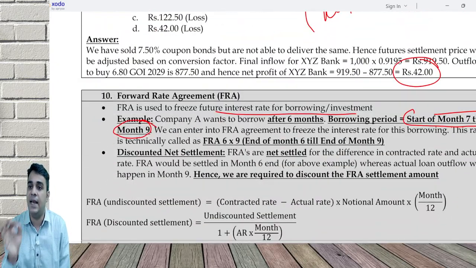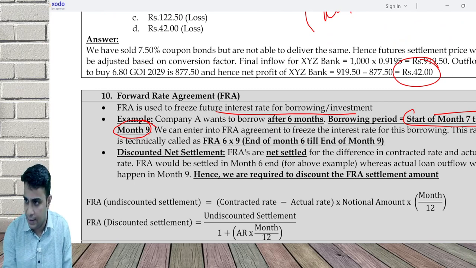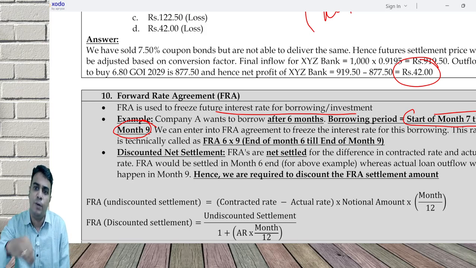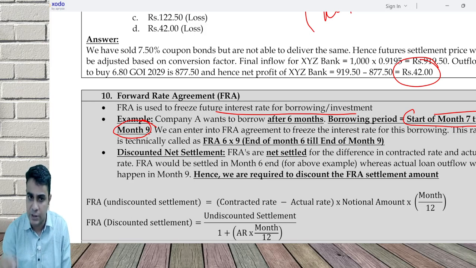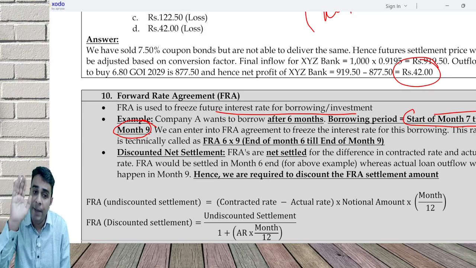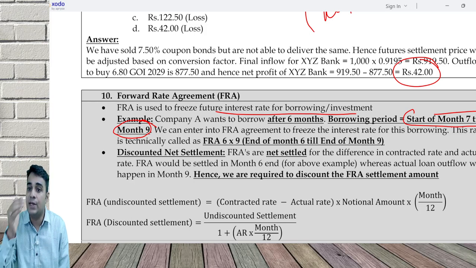FRA is basically like a forward contract where we are trying to freeze the future interest rate. How do you do it? You enter into an FRA agreement today to freeze your future interest rate. It could be for borrowing purpose. It could be for investment purpose. If you have entered for borrowing purpose and the actual interest is more, you pay more and get compensation. If the actual interest is less, you pay less and pay compensation.